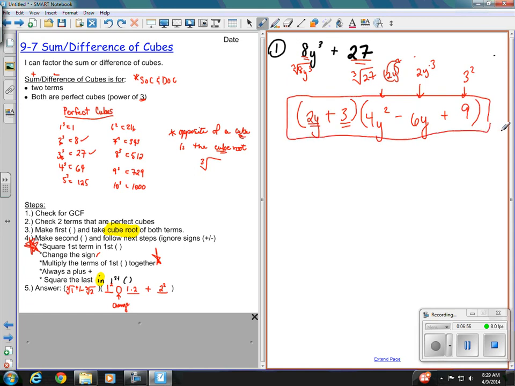Just go through there and make sure you follow those steps. And when you multiply right here, just make sure you multiply the terms without their sign. So it's just 2y times 3. And even though it has a minus sign in front of it, we know we had to change our sign, because that's what our steps told us to do. So just go through there for sock and dock. Now if you want to check it, you just distribute. You do 2y times everybody in the second parenthesis, then you do 3 times everybody in the second parenthesis. And it'll come out being our problem, 8y cubed plus 27.